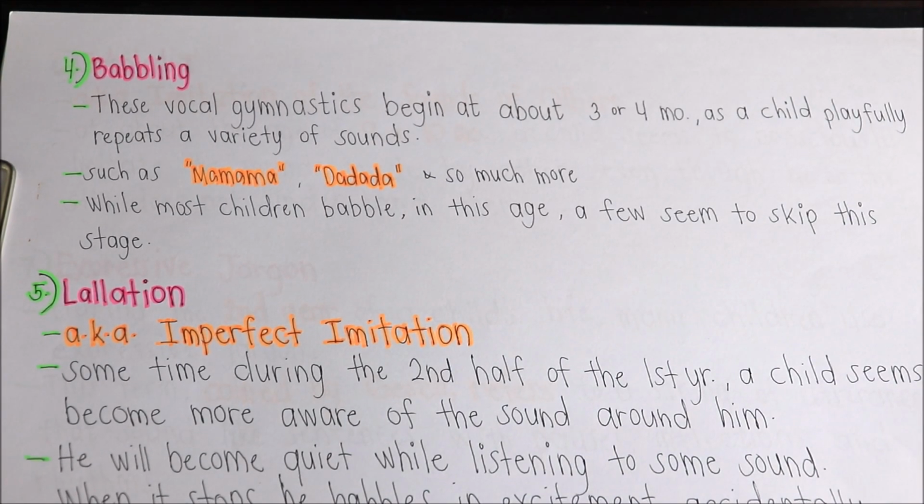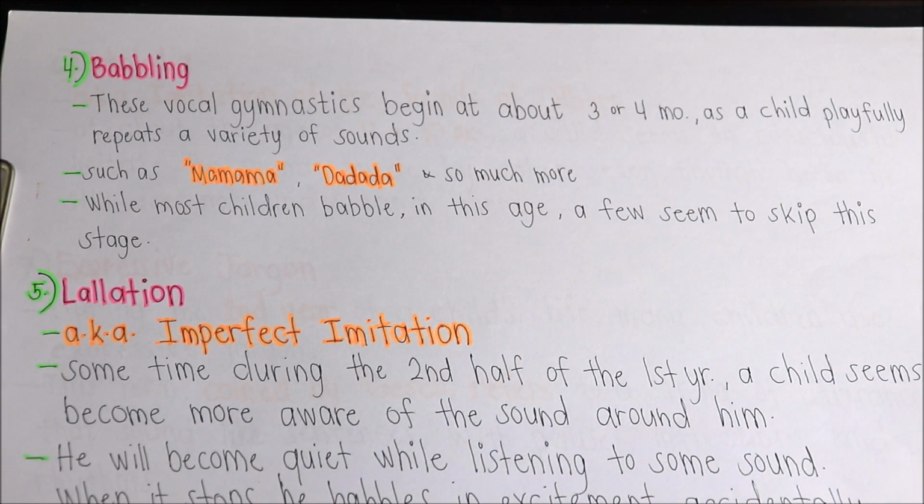Number 4, babbling. This vocal gymnastics begins at about 3 or 4 months, as a child playfully repeats a variety of sounds, such as ma ma ma ma, da da da da, and so much more. While most children babble at this age, a few seem to skip this stage.